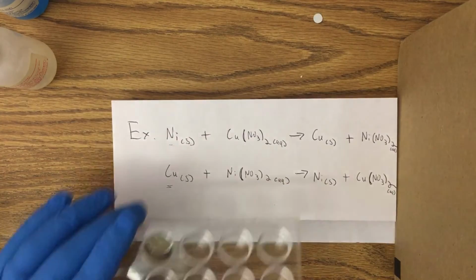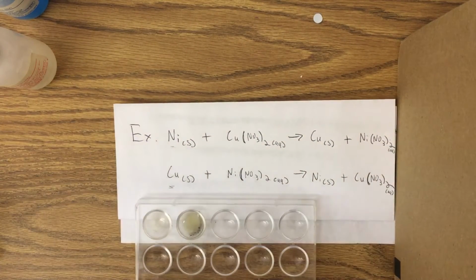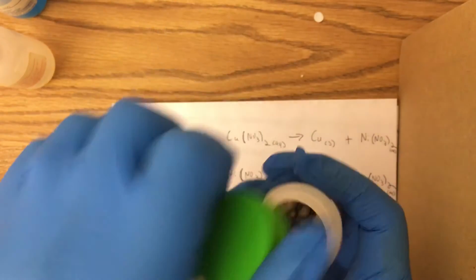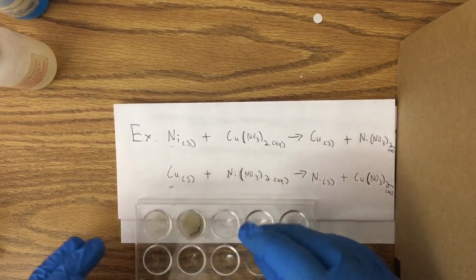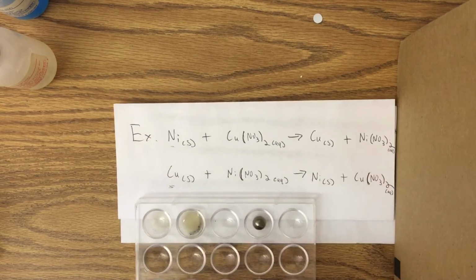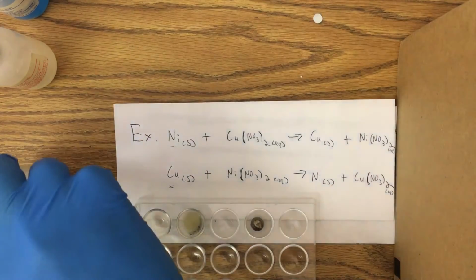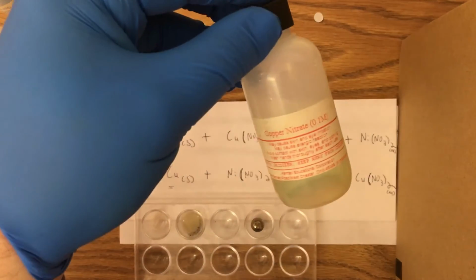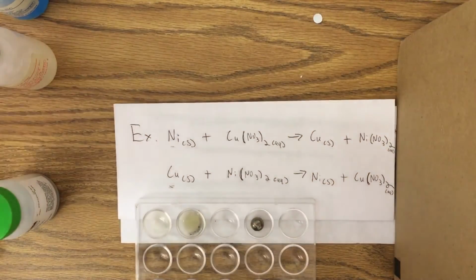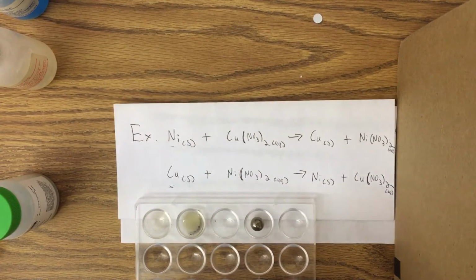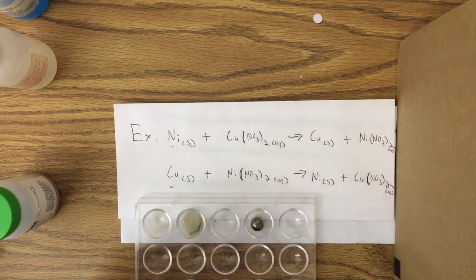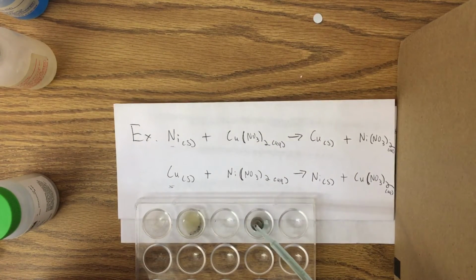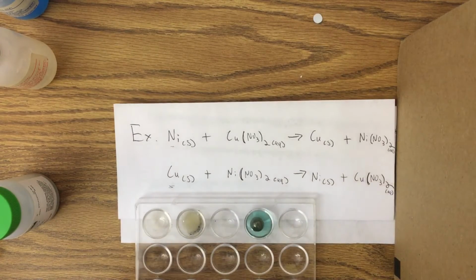Well, let's go ahead and find that out. I have some nickel, and I'm going to add it to my well plate, and I have a solution of copper nitrate, just right here. So if I add copper nitrate to this nickel, since I believe nickel is a more active metal, we should see some level of reaction occurring. And I'm going to completely coat this nickel to see if we can elicit a reaction here.